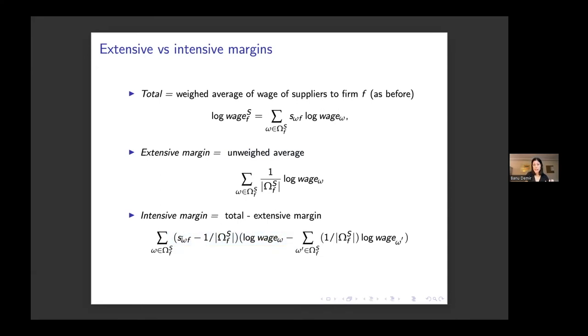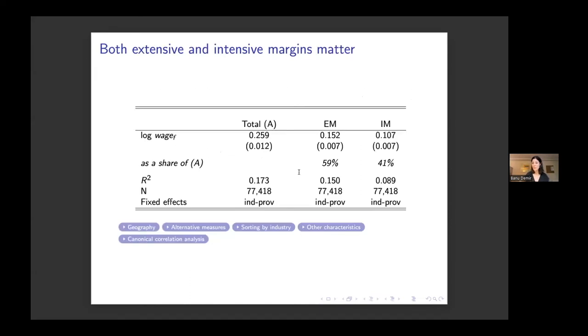It's going to be positive if the firm buys more from suppliers that have an above average wage rate. So given the same matches, as I explained in the beginning, are high wage firms purchasing relatively more, or relying relatively more, on other high wage suppliers? That's going to be the case if this product is positive. So thanks to the beautiful features of OLS, we can decompose the total correlation here exactly into the extensive and intensive margins, right?